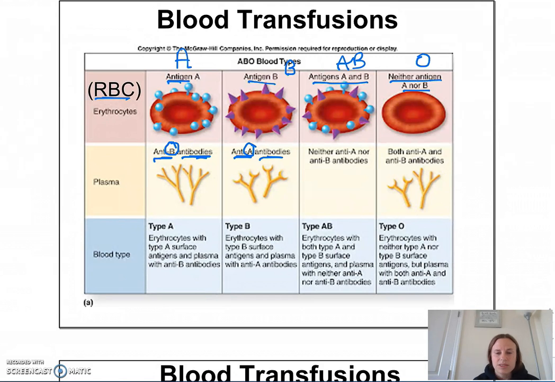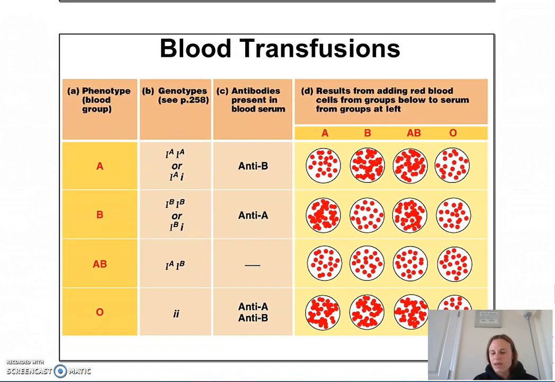Now, because I'm a person that has AB blood, I don't have any antibodies. So potentially I could receive any type of blood. But look at this case. If I have blood type O, I have both A and B antibodies. Therefore, any blood type that has either A or B antigens cannot be given to someone with O. So type O can only receive from type O. So let's look at who can donate to who and who can receive from who.